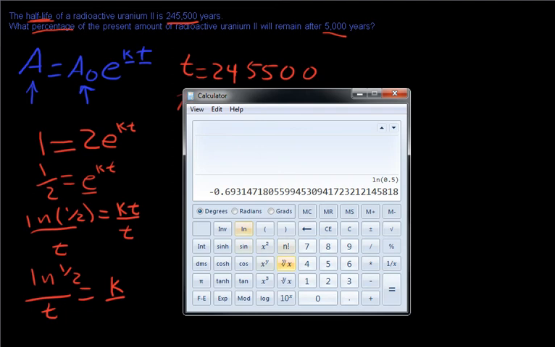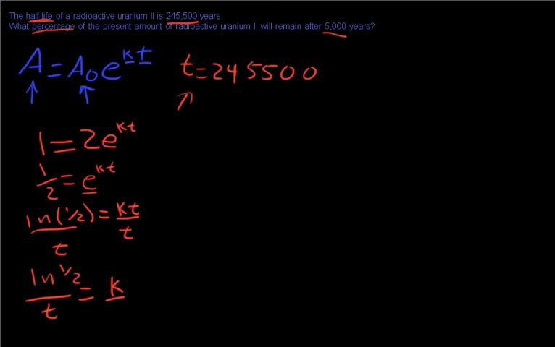Natural log of 0.5, some crazy number. And this number divided by t, which again is 245,500. Now this gives us negative 2.823 whatever, and it's important to note the 10 to the negative 6th here. Okay, that'll be really important. So move that to the side so I can write this down.